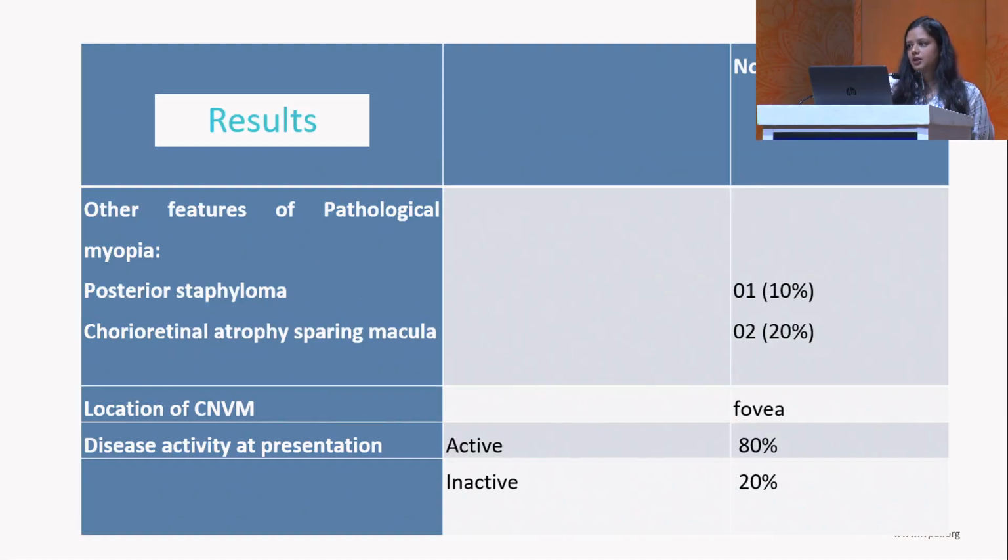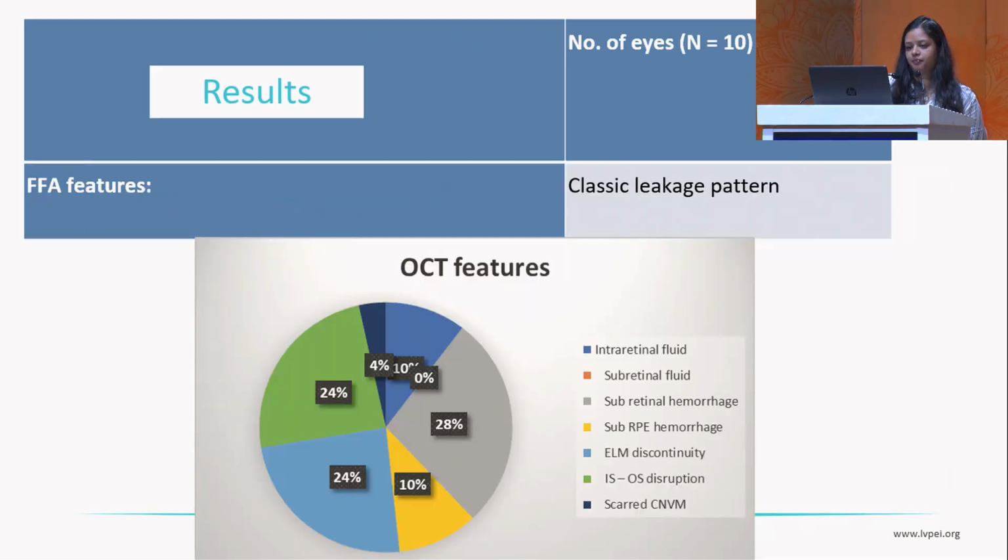The features other than myopic CNVM noted in these patients were posterior staphyloma in 1 eye and chorioretinal atrophy sparing the macula in 2 eyes. The location of CNVM was mainly the fovea. Activity was noted at presentation in about 80% of the eyes, and inactive CNVM was noted in 20% of the eyes. The FFA feature was a classic leakage pattern in all the eyes.